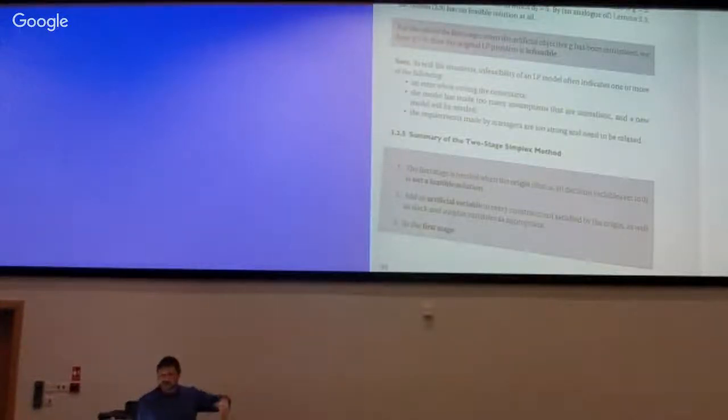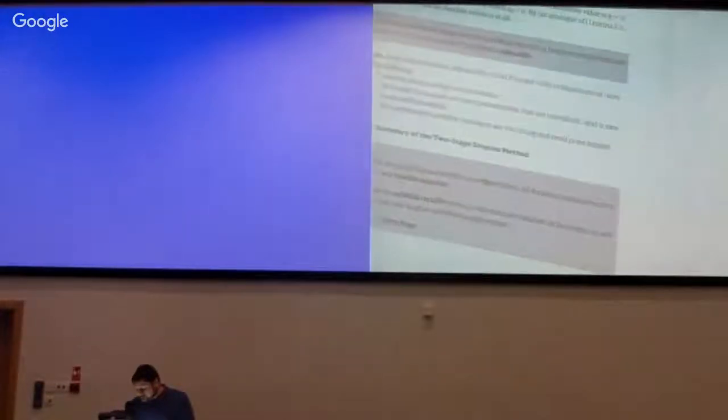And then every constraint which is not satisfied needs an artificial variable. So only those constraints that are not satisfied need artificial variables. The other ones are fine. You just add a slack variable, a surplus variable, whatever, and that's fine. But those that are not satisfied by default zeros, they need artificial variables.